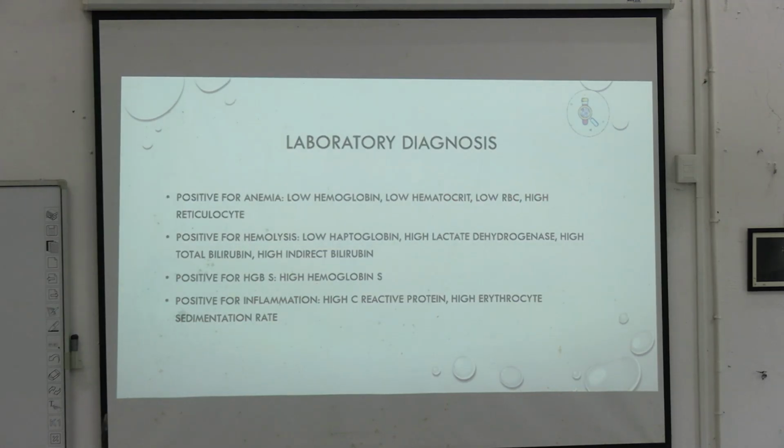Now coming to the lab diagnosis. Once the patient comes to us with anemia or some pain episodes, what will we do? We will do a complete blood count. Once we do a complete blood count, we will see that the patient is having a low hemoglobin, low RBC count. That time only we will suspect it is a case of anemia.